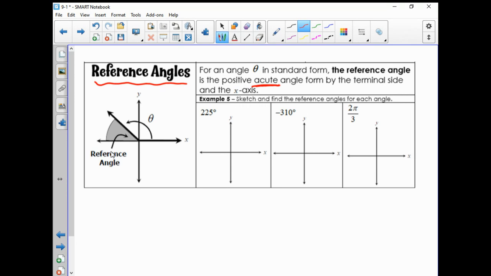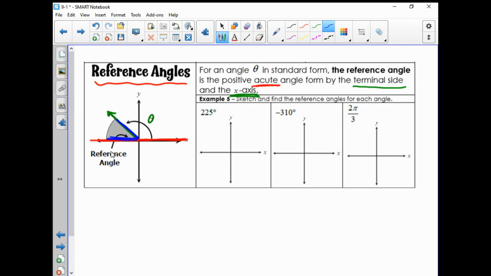And here's what you do. Basically, you are only looking at two things. You're looking at the terminal side of the angle. So if this is our theta right there, here's our ending side. Don't worry about the initial side, but you're going to look at that terminal side and the x-axis. So here is my x-axis. It's always going to be the horizontal line right there. So this reference angle is actually the angle that is right here. Okay, so that is your reference angle, as you could see.